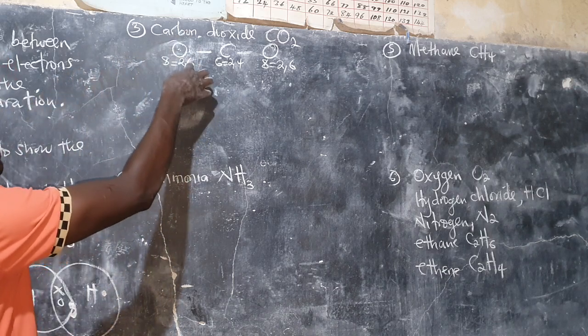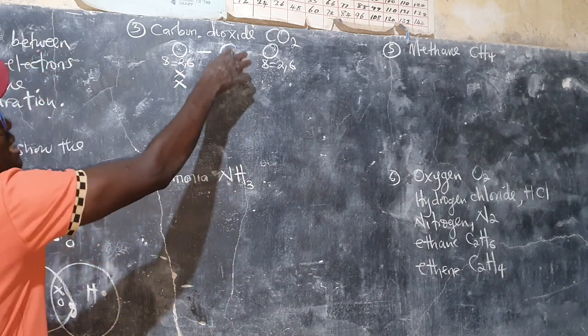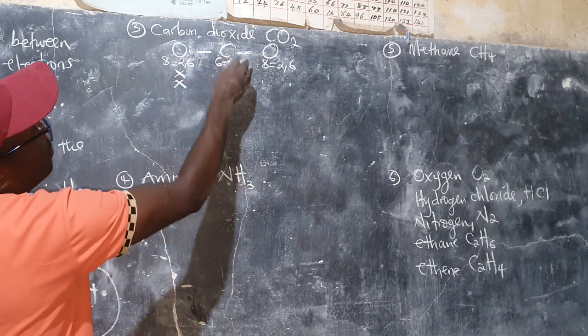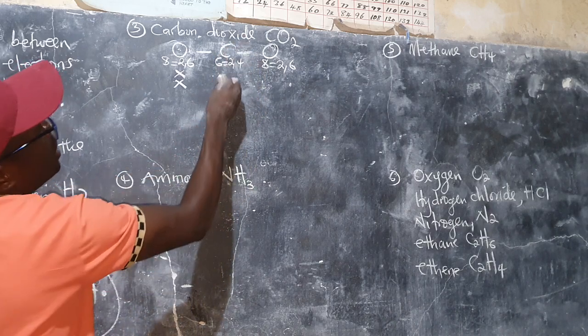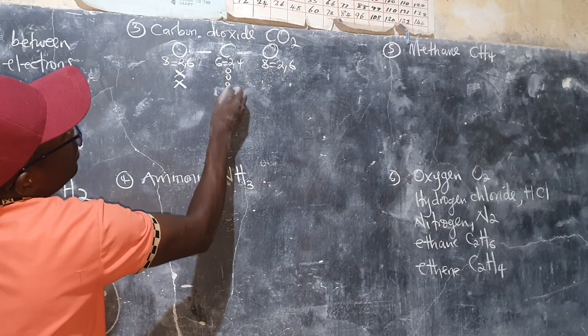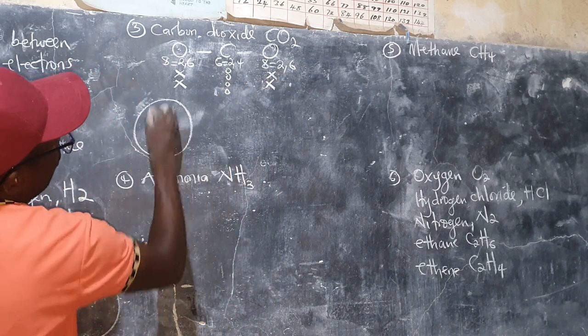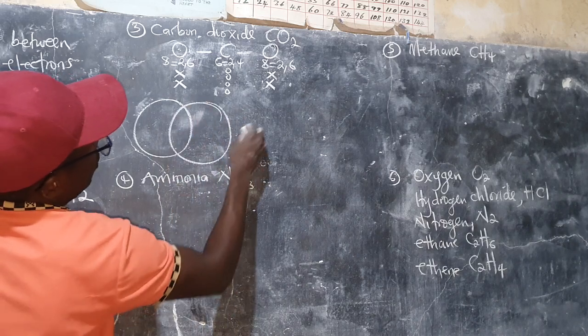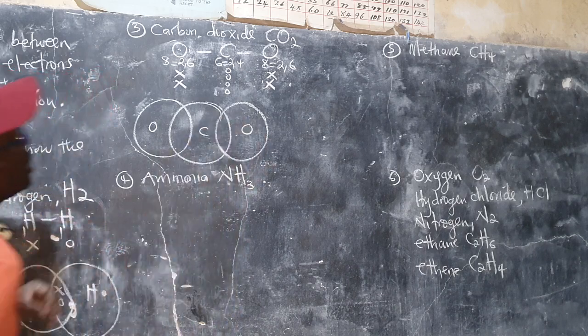It needs 2, so that it becomes what? 8. So I'll write 1, 2. How many does this carbon need to become stable? It needs what? 4. So that 4 plus that 4 that it needs, it becomes what? 8. So we're going to have 1, 2, 3, 4. This one also needs 2. So when I draw, I'm going to draw 1, 2, and also 3. So this is OCO. Then we start sharing.